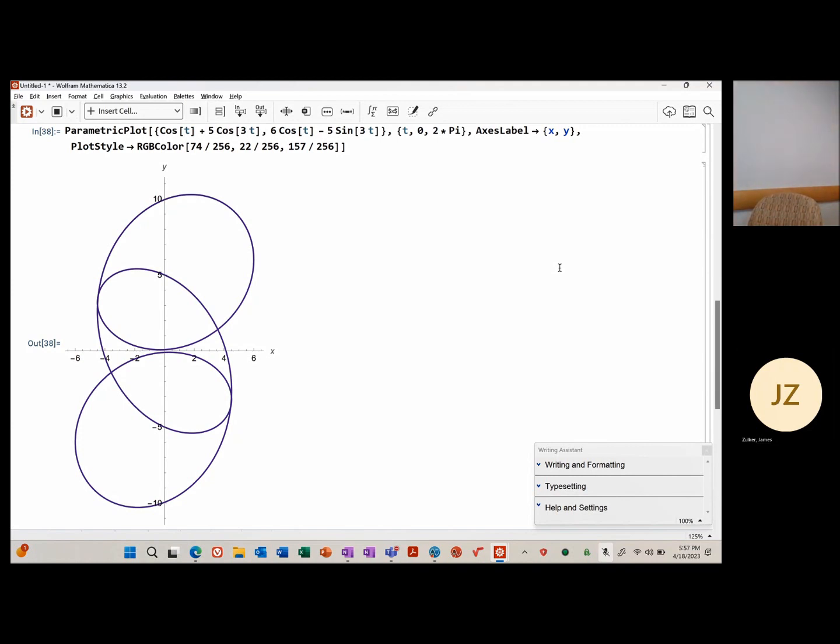Area of that loop. How do you find area?